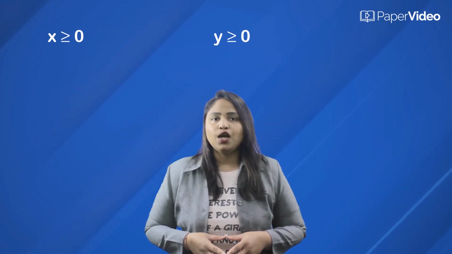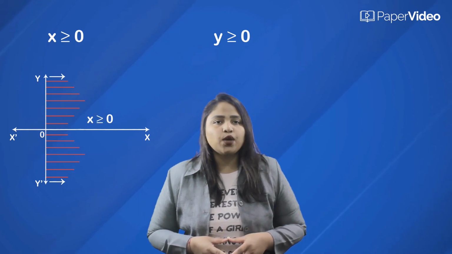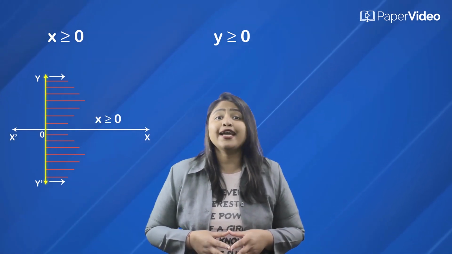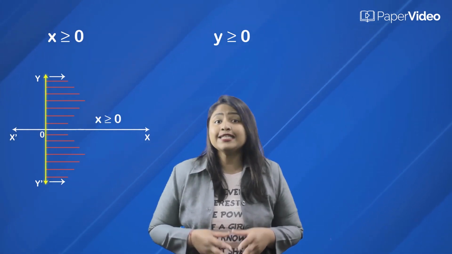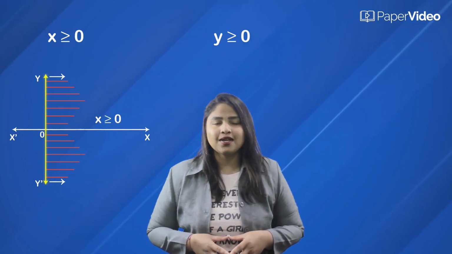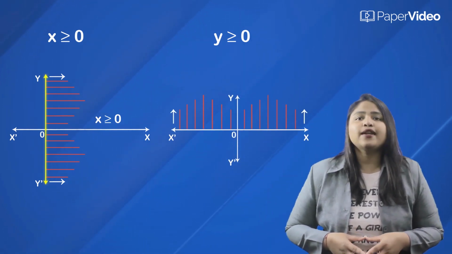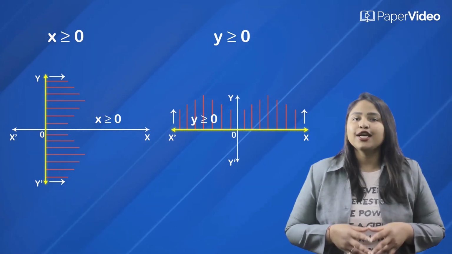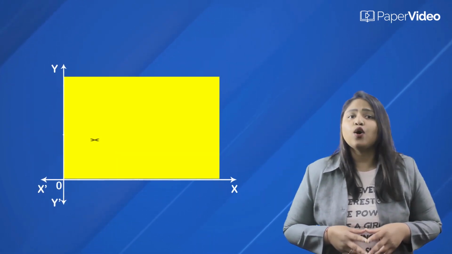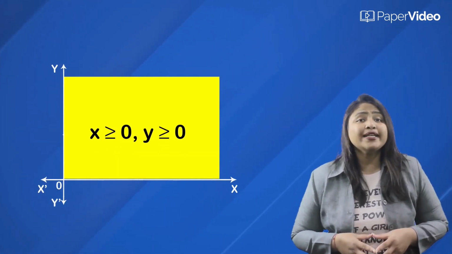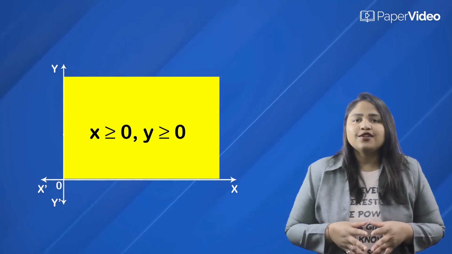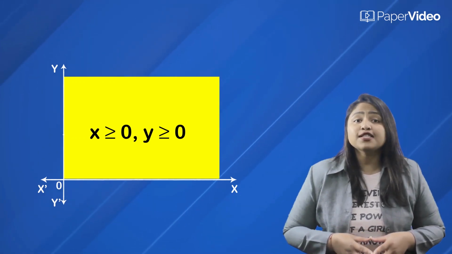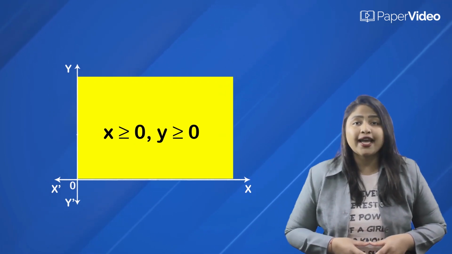equal to 0. We know that x greater than or equal to 0 represents a region lying towards the right of the y-axis, including the y-axis. Similarly, y greater than or equal to 0 represents a region lying above the x-axis, including the x-axis. If we combine both x greater than or equal to 0 and y greater than or equal to 0, then the region common to both will be the first quadrant, including the positive side of the x-axis and y-axis.